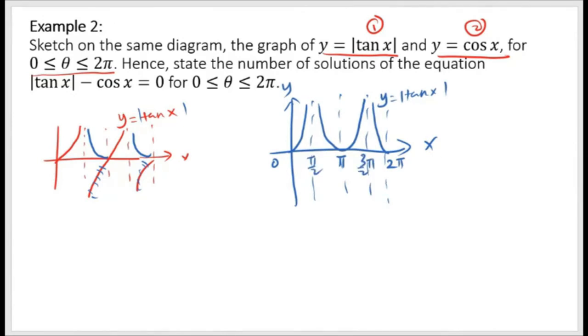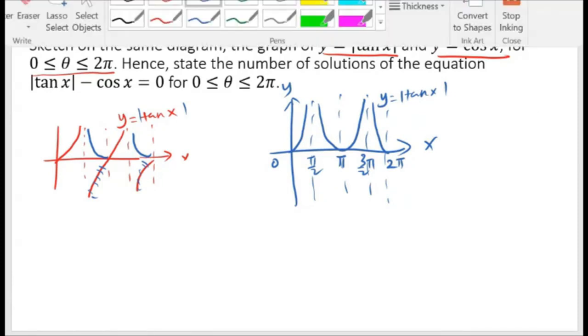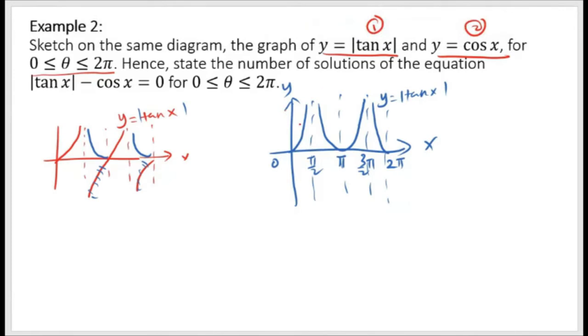Okay, like that. Then second one, y equal to cos x. Y equal to cos x. Okay, we're starting from 0 with a maximum and minimum point of 1 and -1. So cos is first, second, third, fourth, fifth, right? Okay, sinusoidal.